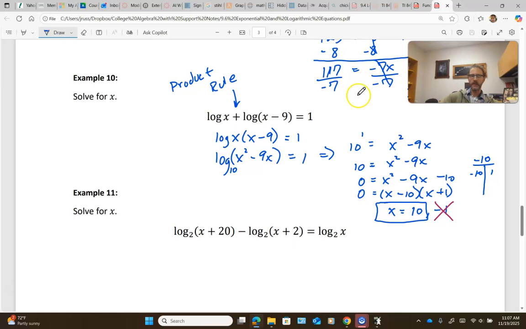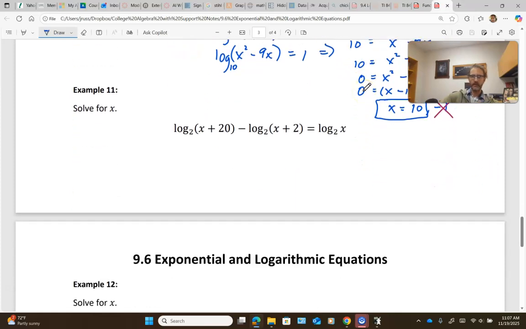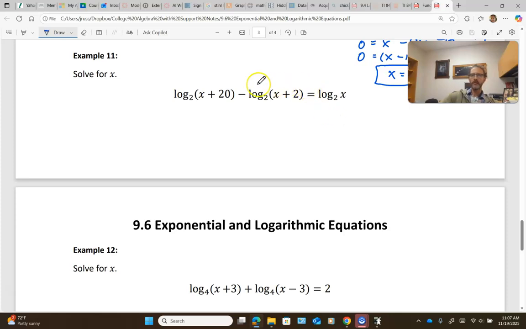Alright, now let's take a look at example 11 here. This one's interesting because what we have here is two logarithms on the left-hand side and a logarithm on the right-hand side. Well, the first thing I'm going to do is try to combine these two on the left-hand side. And I notice that they're separated with subtraction. So that's an indication that I will combine them or condense them using the quotient rule.